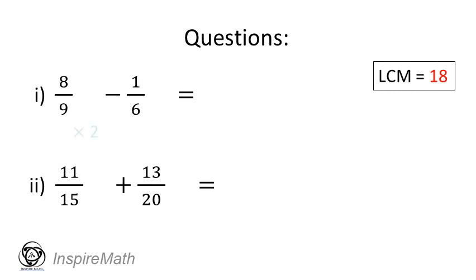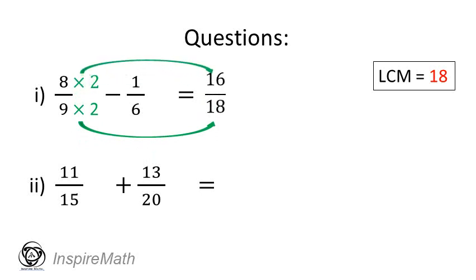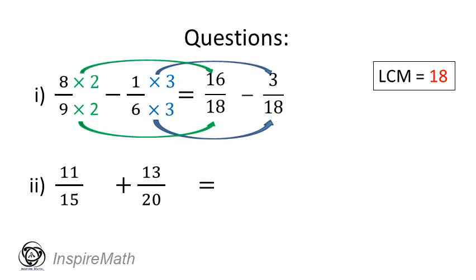So we multiply 2 to both the denominator and the numerator of 8 over 9 to get 16 over 18. In a similar way, we multiply 3 to both the denominator and the numerator of 1 over 6 to get 3 over 18. Now we subtract 3 from 16 to get 13 as our numerator, and the denominator stays the same as 18.